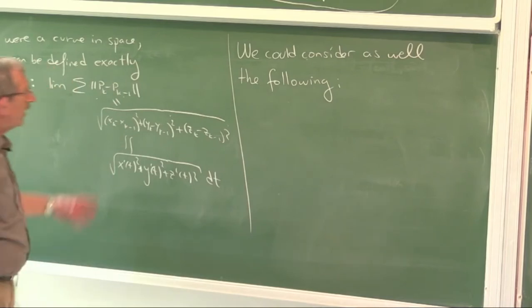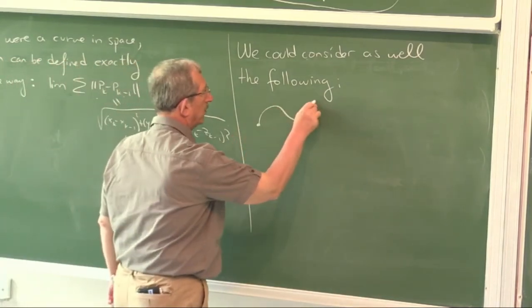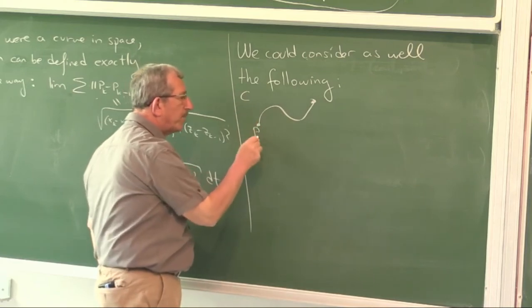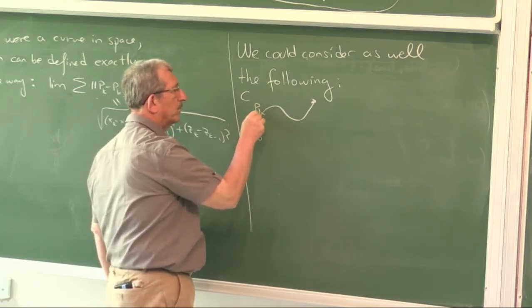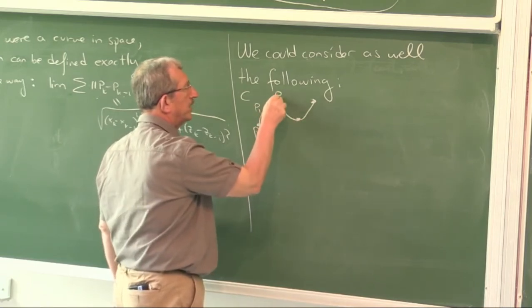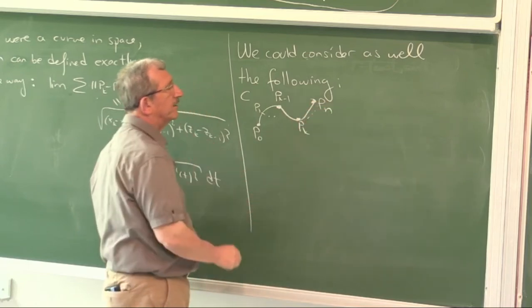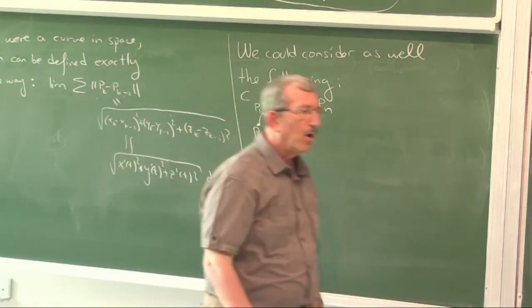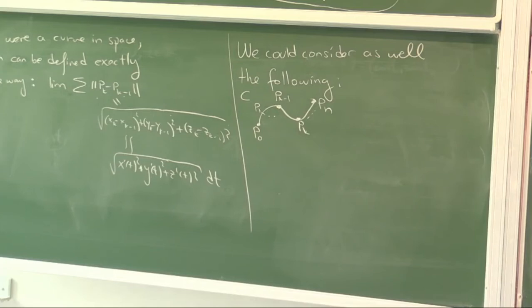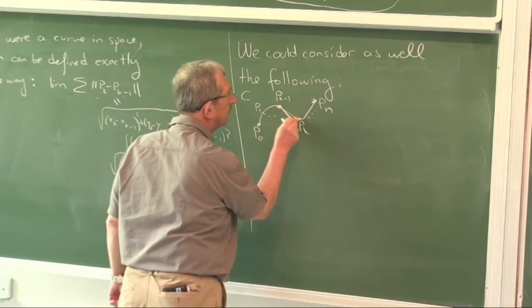Okay. We have a curve, a C curve. We have a partition, P0, P1, etc., some P_{k-1} and P_k, and some P_n at the end. We form the same type of Riemann sum here, namely, we consider these lengths.